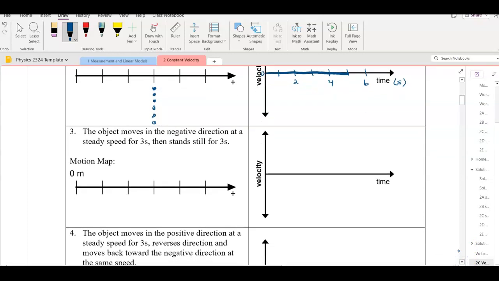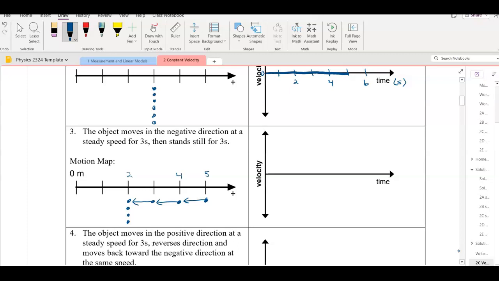Okay, let's do one where the object changes direction. So here, the object moves in the negative direction at a steady speed for 3 seconds. Then it stands still for 3 seconds. So I'm going to have it start all the way up here at position 5, and I'll have it come back in the negative direction for 3 seconds at a speed of 1 meter per second, and then when it reaches position 2, it stands still for 3 seconds. It just stays there.